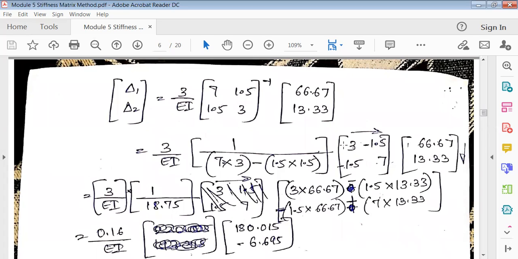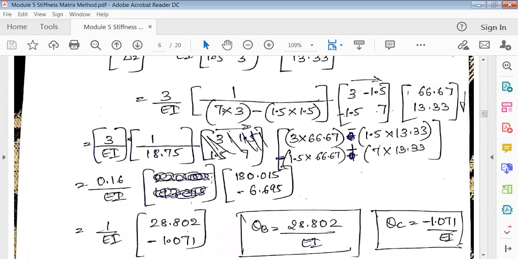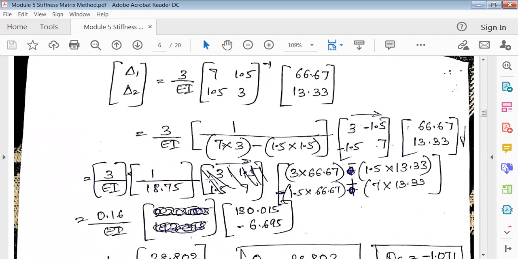Again the last one, so it is row into column. Write this row into column. So 3 into 66 minus 1.5 into 13. Then similarly, minus 1.5 into 66 plus 7 into 13.33. Okay, this is a manual method. You can do this method, or more easiest method is doing it in the calci. I have told you before.